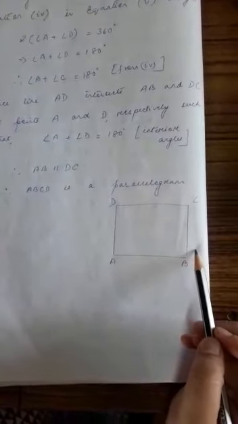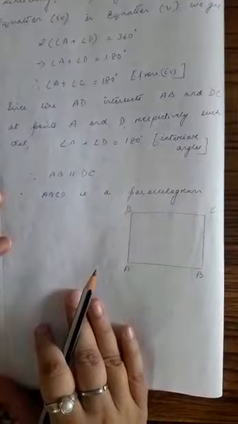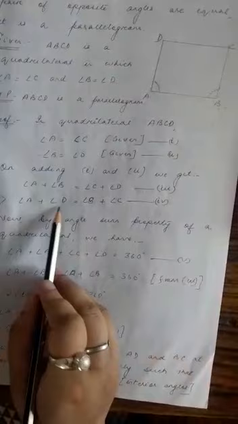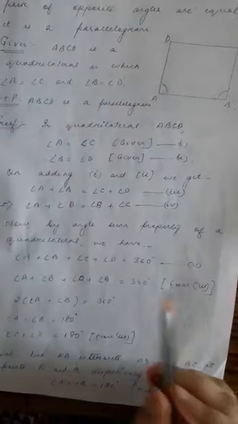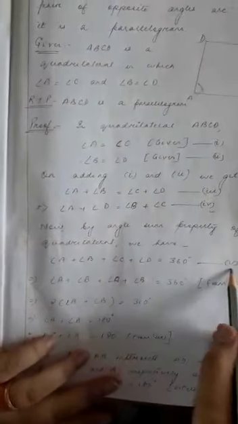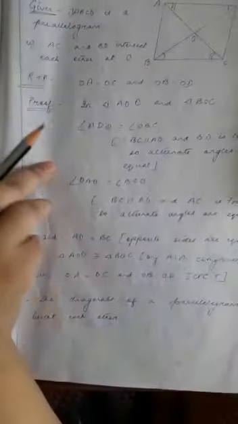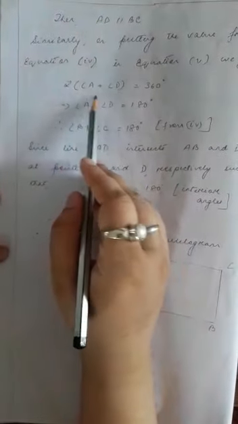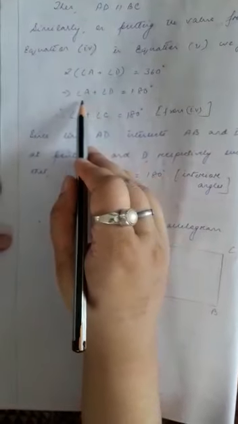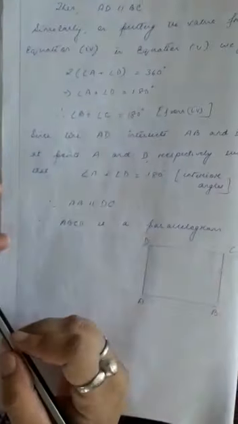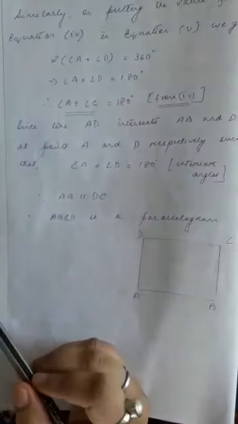Similarly, when we put the value of equation 4 in equation 5, see here, equation 4: angle A plus angle D is equal to angle B plus angle C. We put equation number 4 in equation 5. Then what we get here is angle A plus twice of angle A plus angle D is equal to 360 degrees. By calculating we get that angle A plus angle D is equal to 180 degrees. If angle A plus angle D is equal to 180 degrees, then from equation 4 we can say that angle B plus angle C is also equal to 180 degrees.